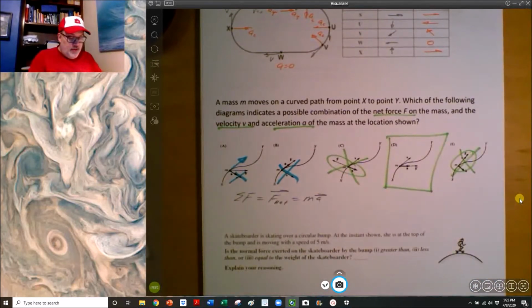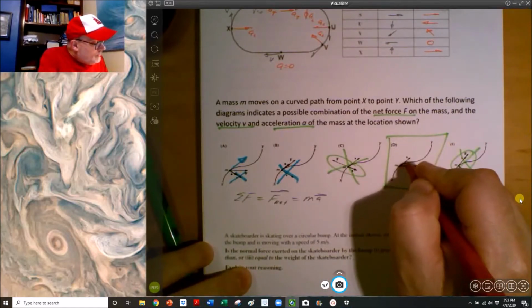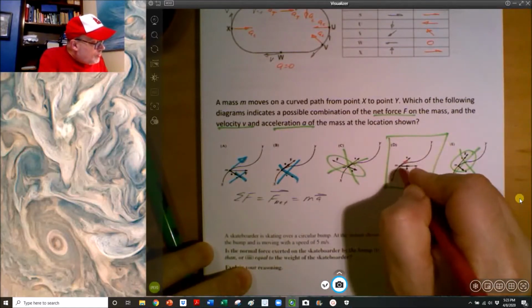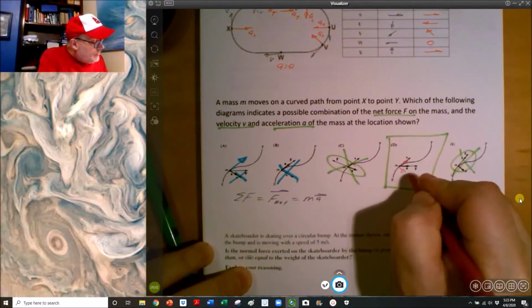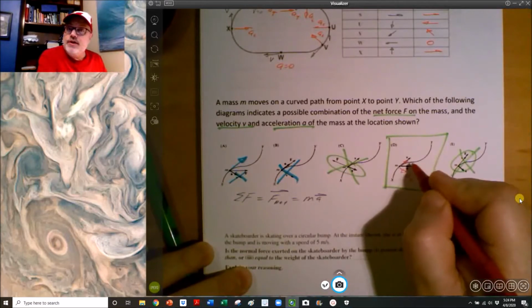Okay, so let's take a little closer look at this. Notice that part of our acceleration is in the direction we're going, and part of it is perpendicular. So this is our centripetal part, which is making us turn. That makes sense. It's towards the center of the arc.